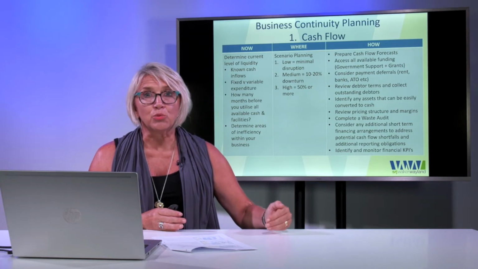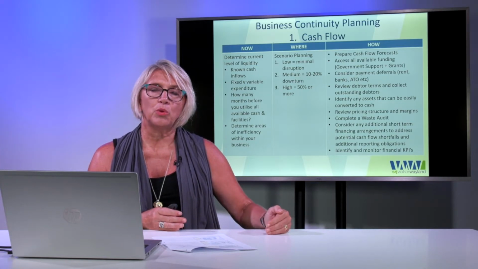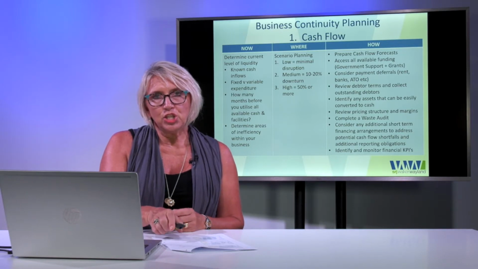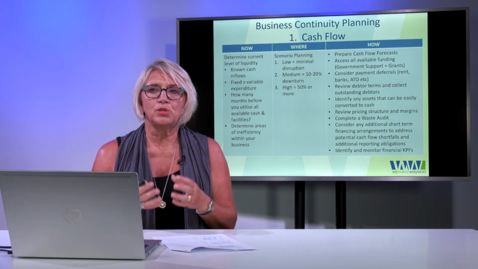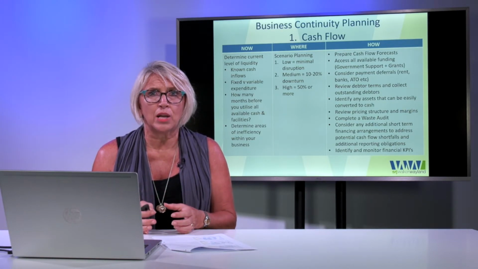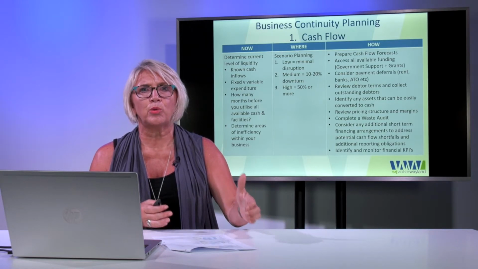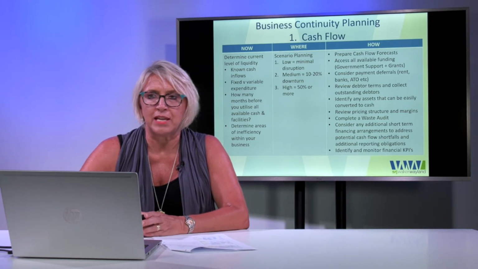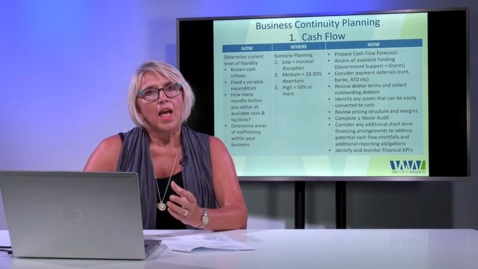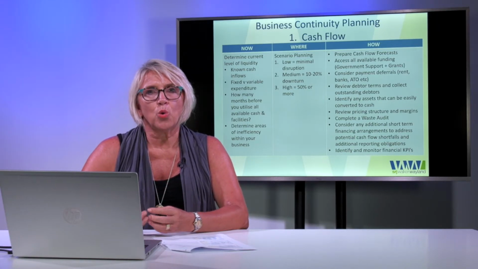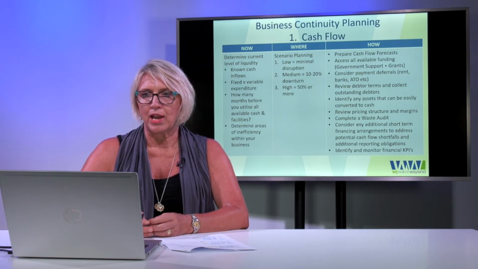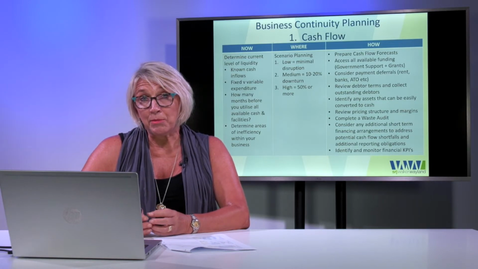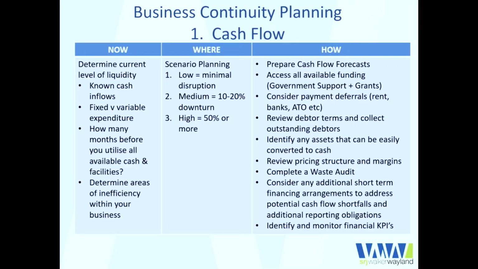Another way is to reduce inefficiencies that happen within your business. Then in terms of where, I've discussed the importance of your what if, your scenario planning. So do some cash flow forecasts, looking at low severity, medium severity, and high severity impact events. So prepare those. In terms of your how, make sure you're also accessing any government support that's available, including government grants. Consider any payment deferrals that you can make, particularly with the Australian Taxation Office, with your bank, with your landlord, etc.